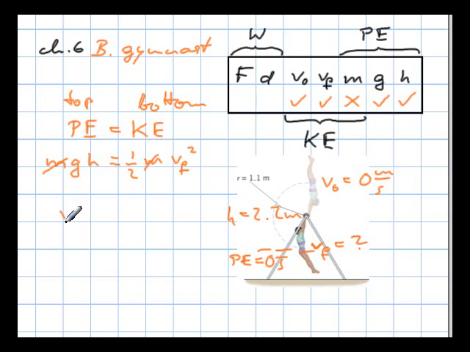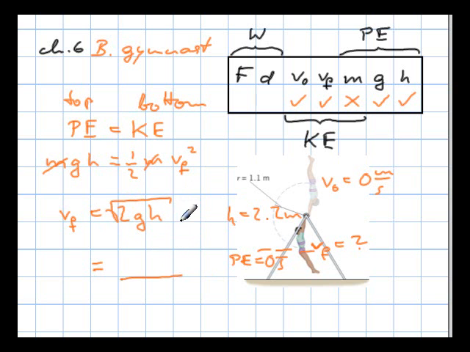Solve for VF, the final velocity, and when you do the algebra on that, you're going to come up with VF equals the square root of 2g times h. Take the square root, and so there's the equal sign, and it's all given in standard units, so meters, meters per second, meters per second squared. So you have to come up with standard units, meters per second.